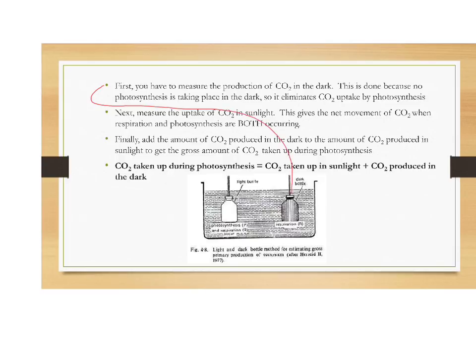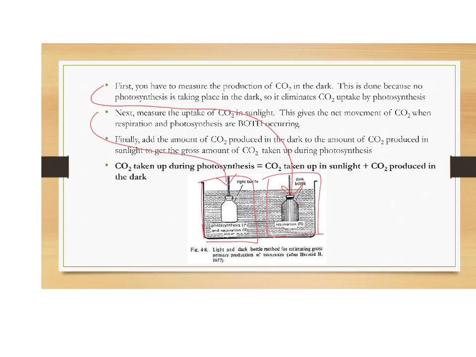This part is this first part. Where it says first, you have to measure the production of CO2 in the dark. That's this dark bottle right here. This is done so that you're eliminating photosynthesis, since CO2 is not produced during photosynthesis, but you're eliminating that altogether. Then you're going to measure the uptake of CO2 in the sunlight. And this step is right here. So this gives you the net movement of carbon dioxide when respiration and photosynthesis are both occurring.